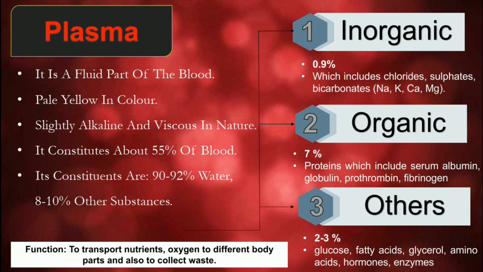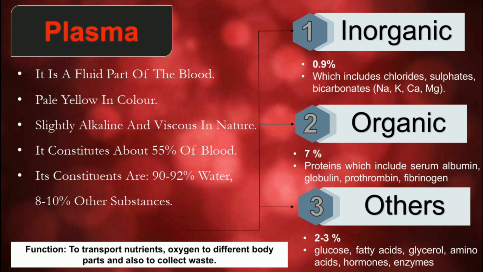Let's discuss plasma. It is yellow in color, slightly alkaline and viscous in nature. It comprises 90 to 92% of water, and among other constituents, there are inorganic, organic and other biomolecules.